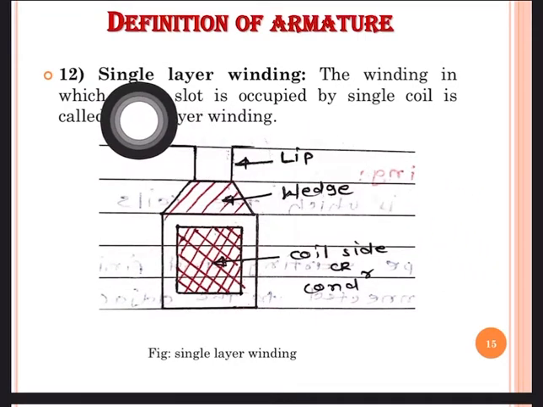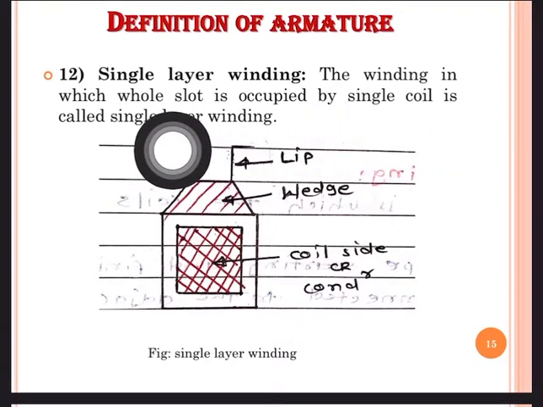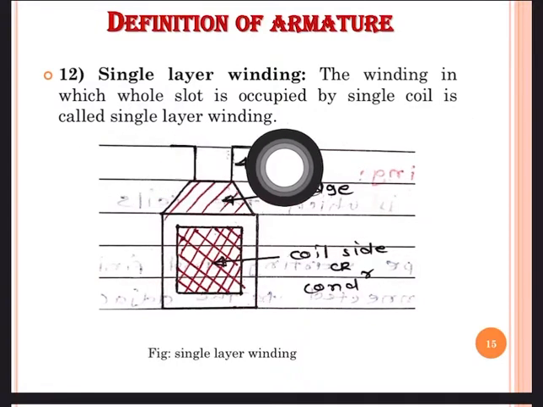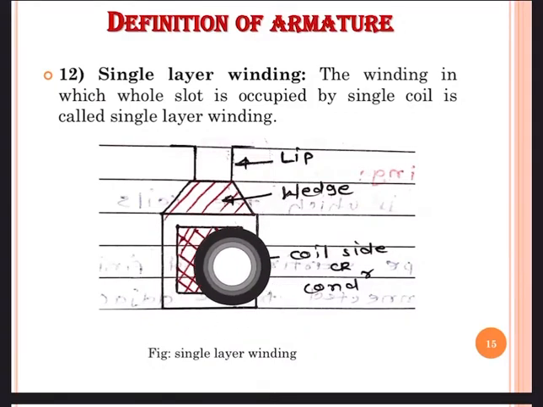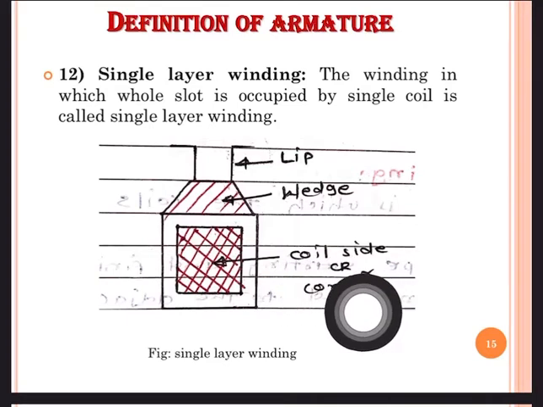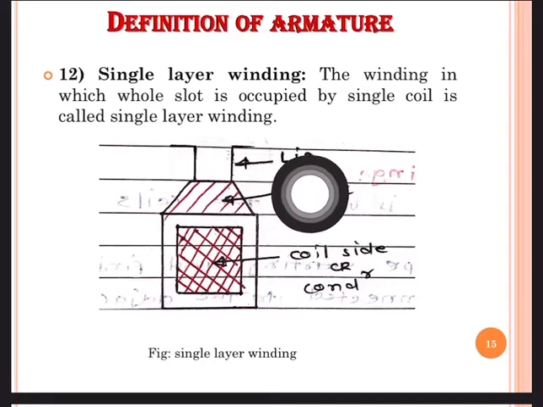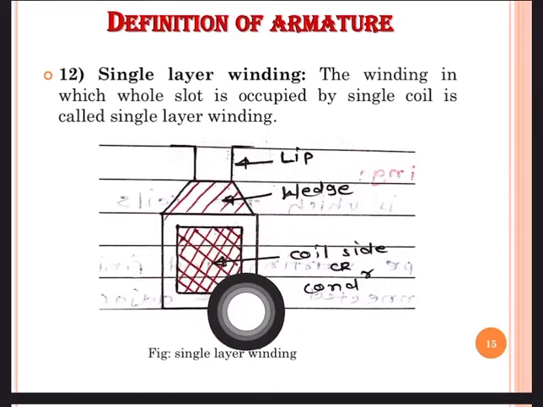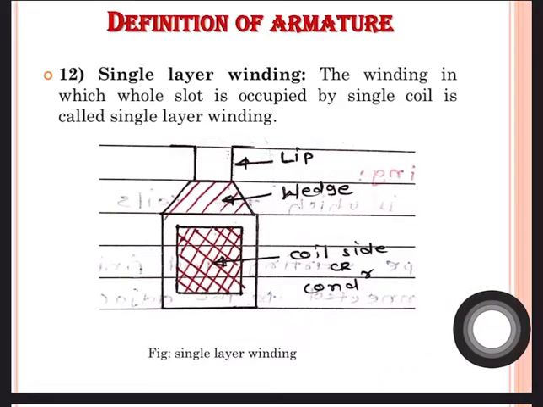Now next definition is single layer winding. The winding in which the whole slot is occupied by a single coil side is called single layer winding. So this is a single slot and a single coil side or conductor is placed inside it. This is the wedge which is used to close the slot, and this is the lip from where we can put this coil side. So this is a simple single layer winding.